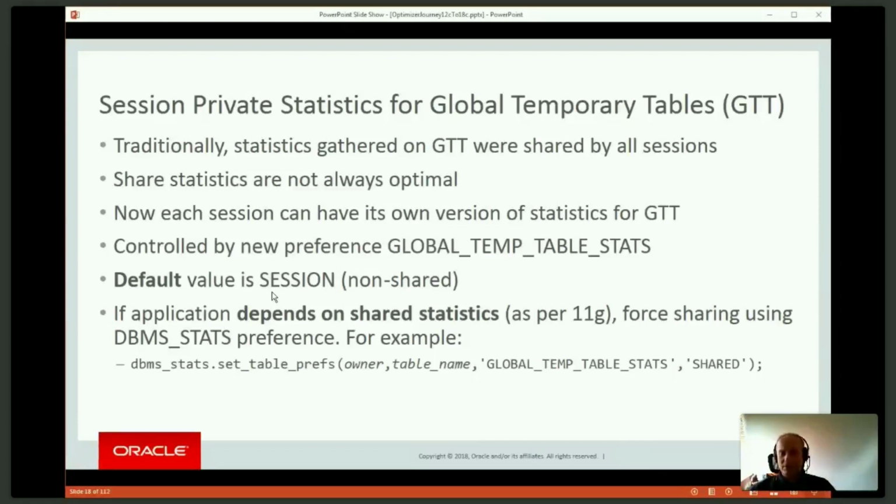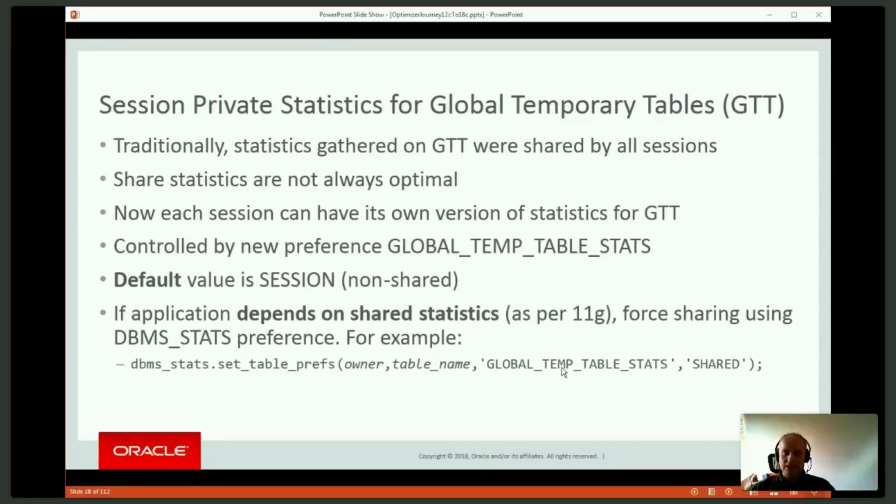Now, if you do have jobs like that, then you probably want to consider whether you should change the default. For example, you can set table prefs to change it back to the shared model. So bear in mind that if you are seeing plan changes on global temporary tables, check to see whether you should be doing this. In other words, do you need to keep the pre-12c behavior for statistics on global temporary tables or not? I mention it here because it's definitely something that caught out some DBAs.